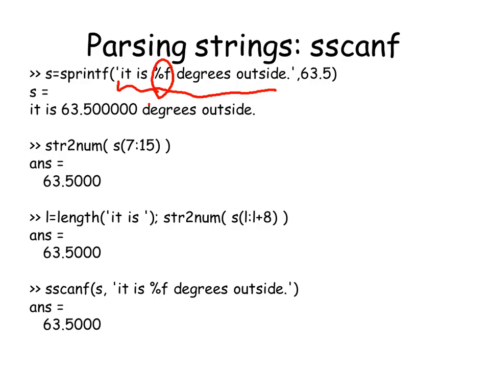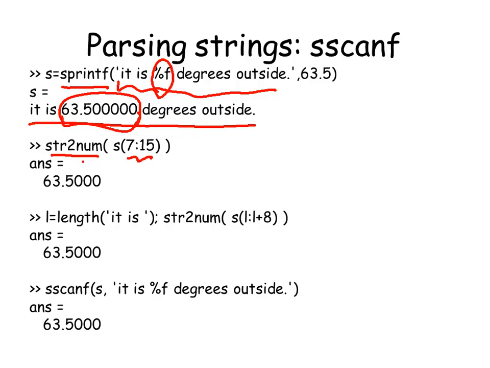So each % sign will correspond to the thing that you are trying to parse. sprintf will generate this string, and if you know the location of your number, you can use indexing to extract it out. So from the 7th element all the way to the 15th element will give you this 63.5 followed by zeros. And then you can use the str2num function to generate a number from it. So you are generating a double from a vector of strings, a vector of characters.